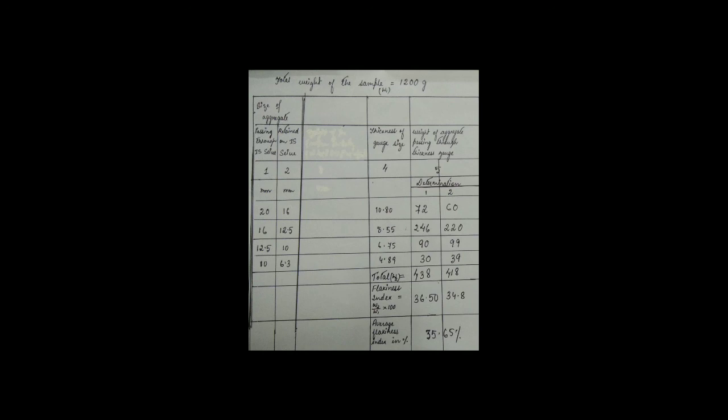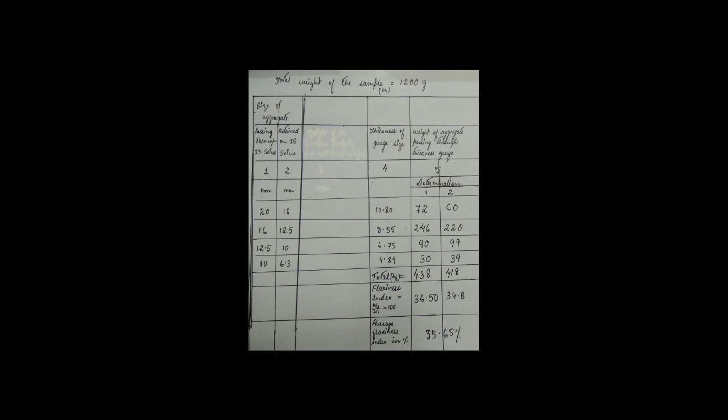Now, what is the flakiness index? The flakiness index is the total weight of material passing through the thickness gauges divided by the total weight of the sample taken, in percentage. That gives for the first sample a flakiness of 36.50 percent, and for the second sample the flakiness index is calculated to be 34.8 percent.